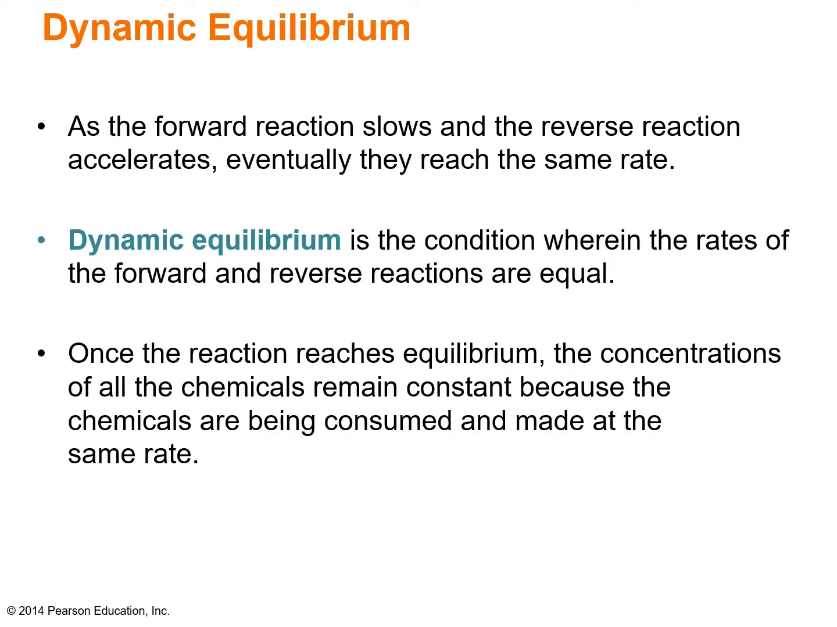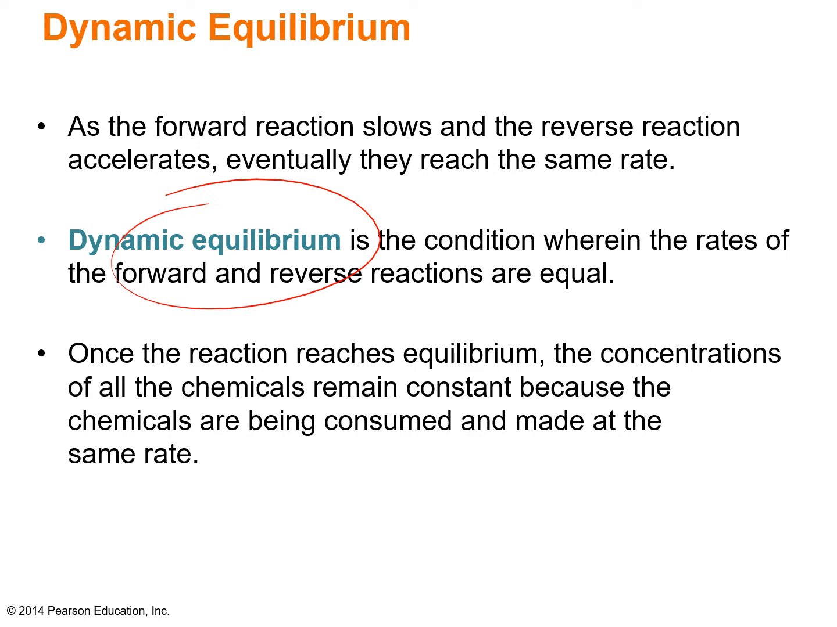In a dynamic equilibrium, as the forward reaction slows and the reverse reaction accelerates, eventually they will reach the same rate. In other words, those two rates will be equal numerically. This is what we call dynamic equilibrium. This is going to be the condition wherein the rates of the forward and reverse reactions are equal. Think about those two half arrows of that double arrow.